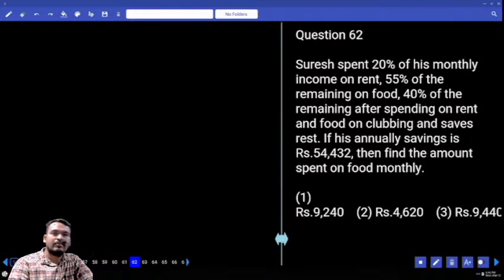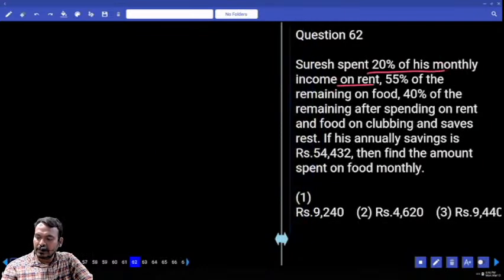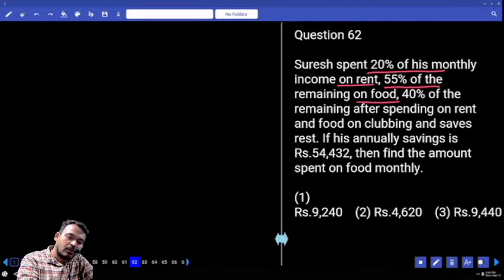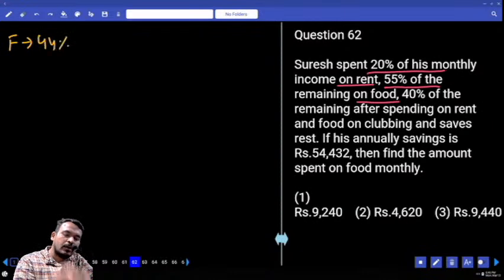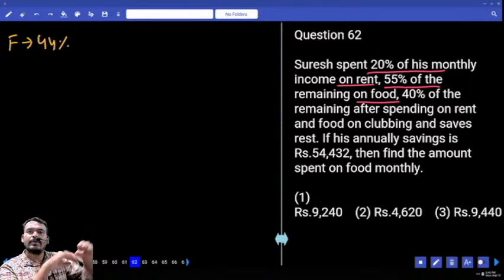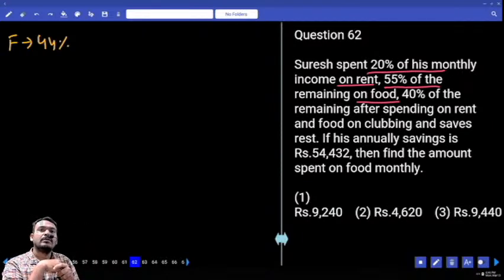Suppose we consider the monthly salary as 100%. In that, first 20% is spent. What is the remaining? 80%. In that, food is how much percent? 55%. What is 55% of 80%? 44. Out of 80, 55% means 44. 80 minus 44, what is the remaining?